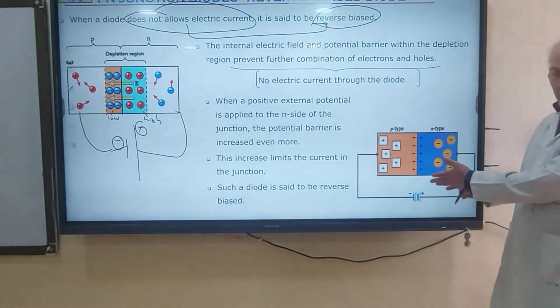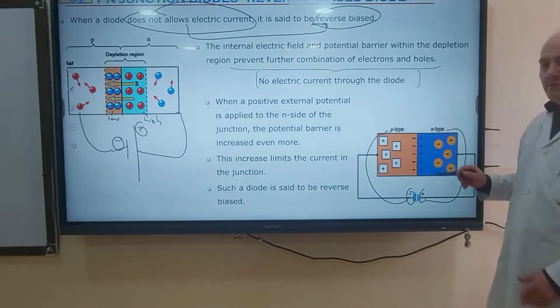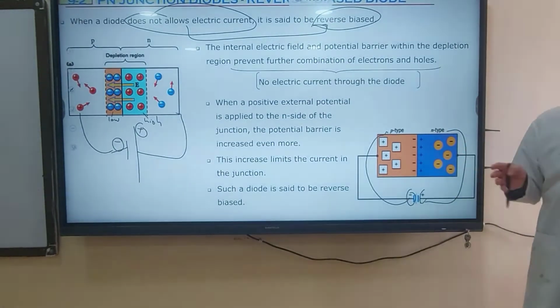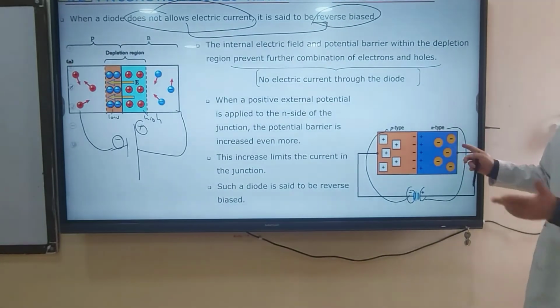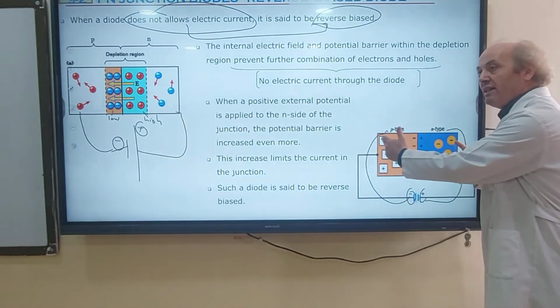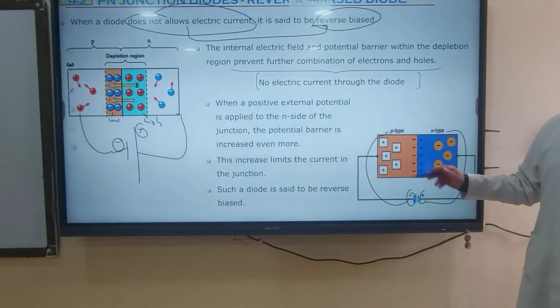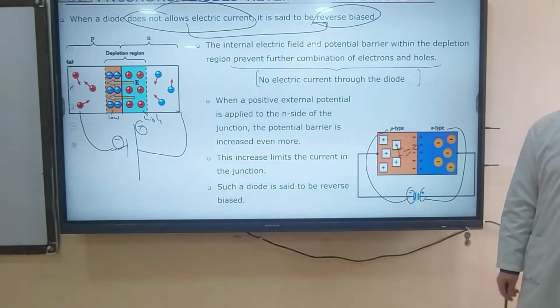This is what happens. Negative to P, positive to N. So the potential barrier is increased even more. The depletion region becomes stronger and even wider. So no further combination of electrons and holes. Reverse biased: no combination of electrons and holes. No electric current.